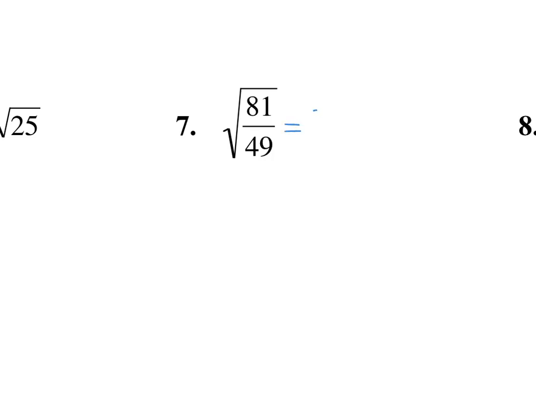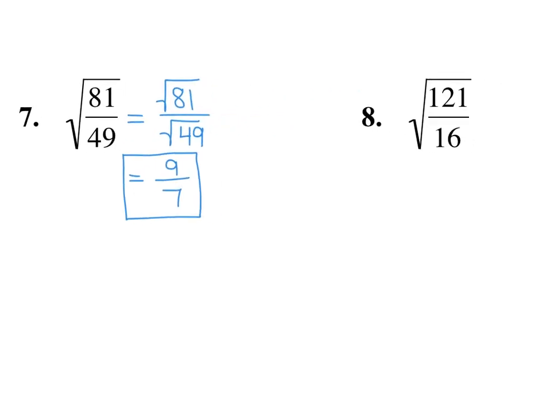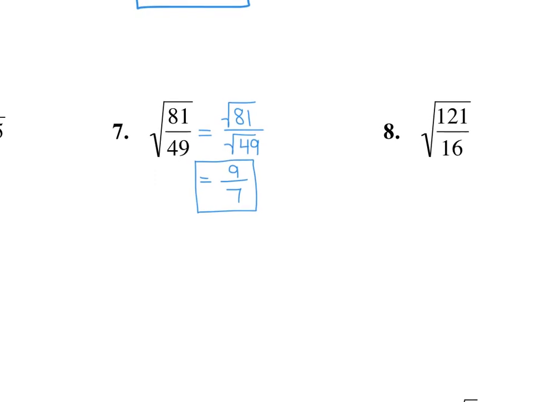But here, I see that this is the square root of 81 over the square root of 49, because as long as the radical is over the entire quotient, you can separate the square root signs. The square root of 81 is 9 over the square root of 49 is 7. Done. Number 8 is all you.